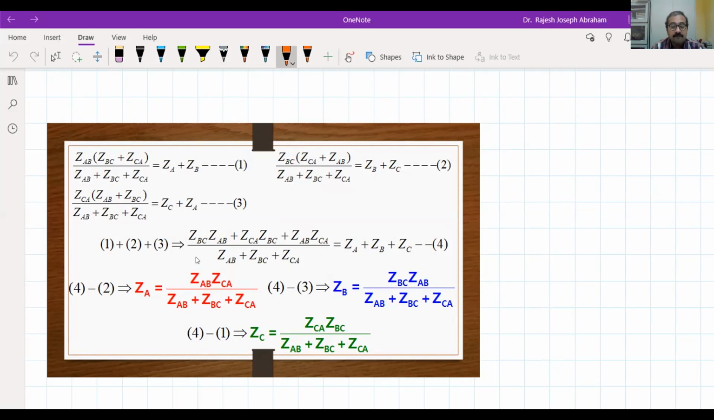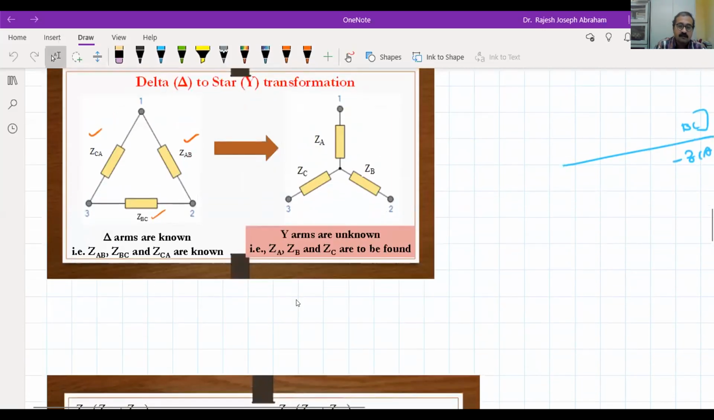What will be ZB? ZB will be ZBC into ZAB. Starting suffix and ending suffix must be the same. So ZBC into ZAB whole divided by ZAB plus ZBC plus ZCA. What will be ZC? ZCA into ZBC divided by ZAB plus ZBC plus ZCA. In this way, you can transform the given delta into the equivalent star.